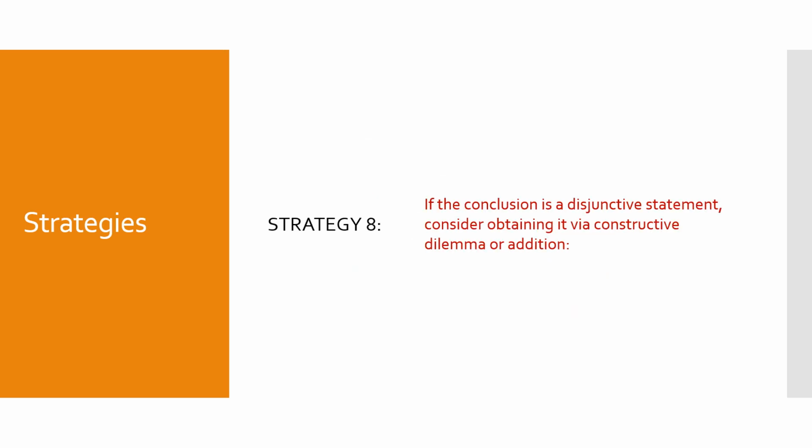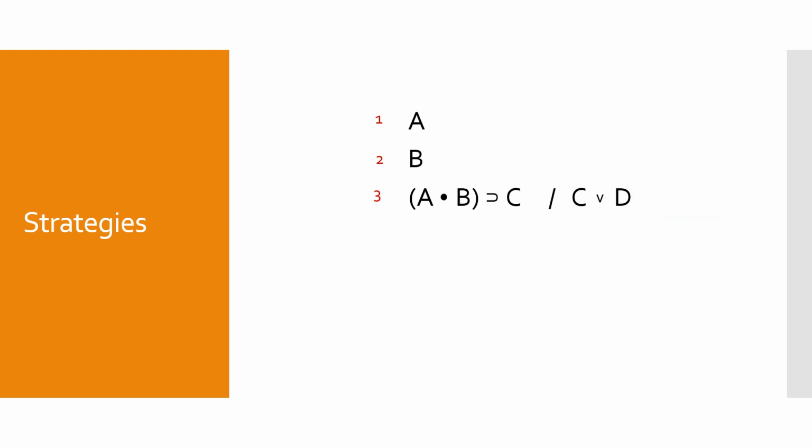The next strategy, strategy 8, tells us that if the conclusion is a disjunctive statement, then we can obtain this basically in two different ways, either through a constructive dilemma or by the rule of addition. To make this point, we can return to the example we used earlier in this video. In this particular case, the first premise says A is true, the second premise says B is true, and the third premise says if A and B are true, then C is true. And from all of this, we can see pretty easily how we would get C, but of course what we need is a disjunction, and this is where we can turn to the rule of addition.